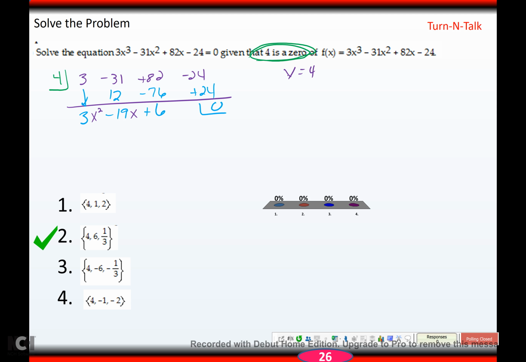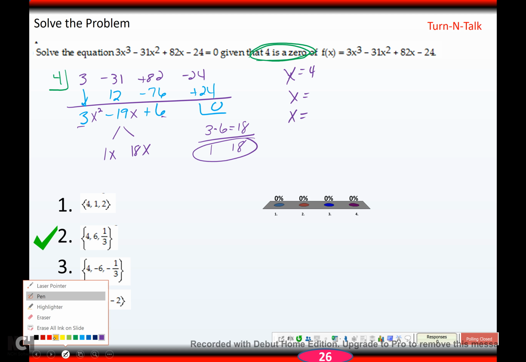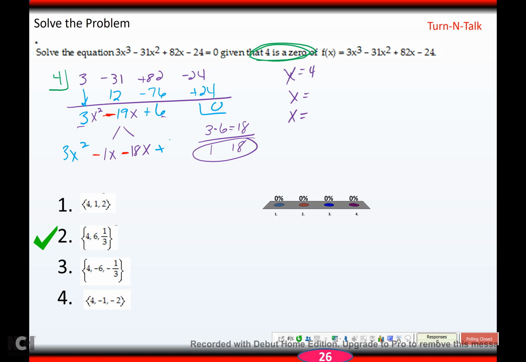Okay, so now if I factor that, I will get my other 2 zeros. I've got x equals 4 because they gave it to me. I've got to get my 2 other ones. Okay, so if I factor, 3 times 6 is 18. Factors of 18: 1 and 18. Hey, there we go. That will make 19. So I'm going to rewrite 19x as 1x and 18x. Signs: C is positive. When C is positive, they both get to be like the middle, so they're both going to be negative. And I'm going to drop my 3x squared and my 6.